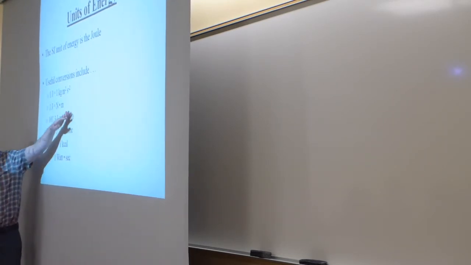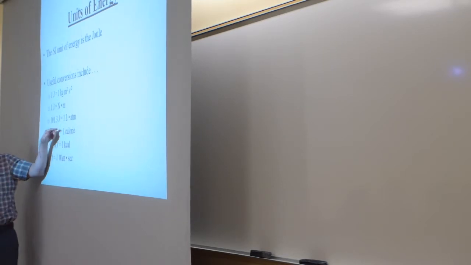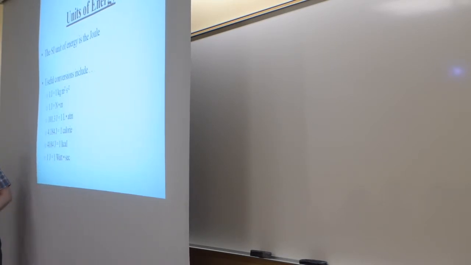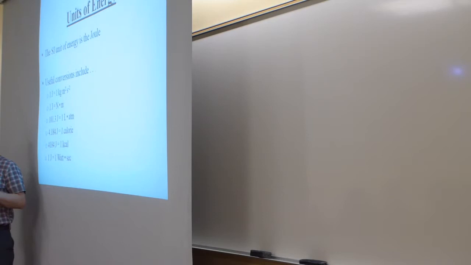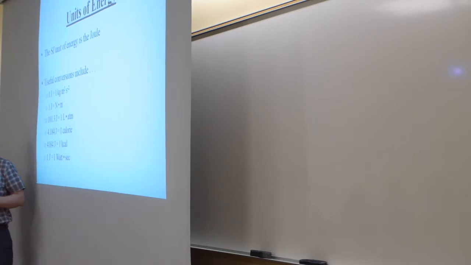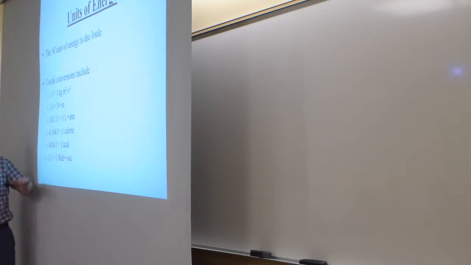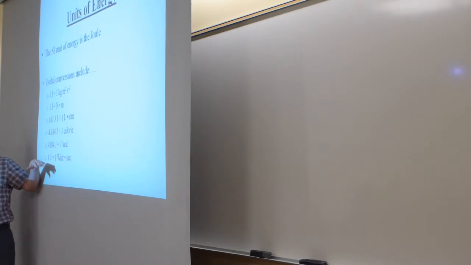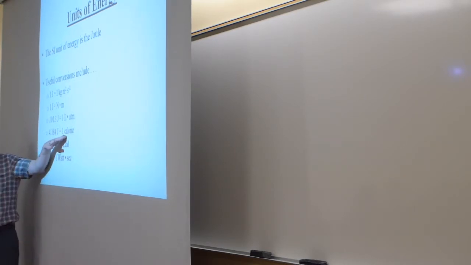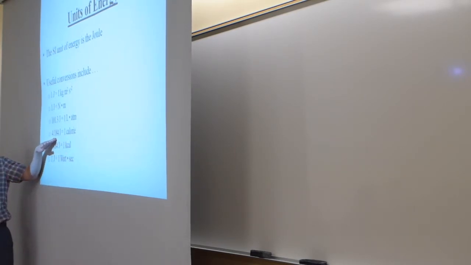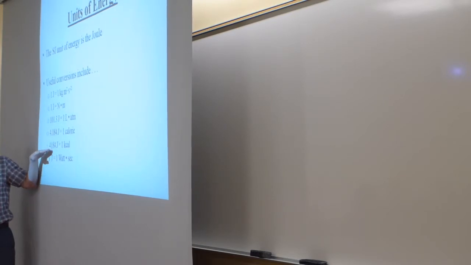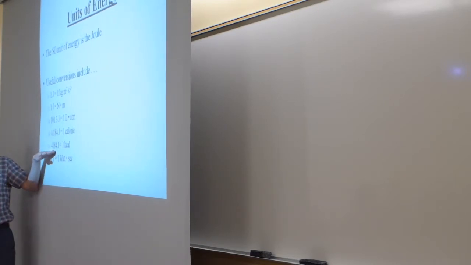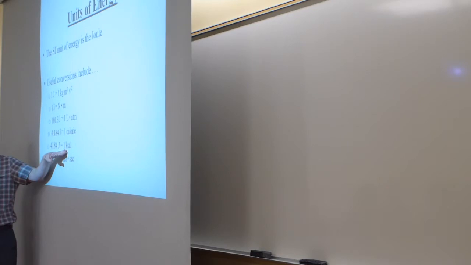Here's another conversion that we'll use in this chapter. 101.3 joules is equal to a liter times an atmosphere. That's used in pressure volume work. Here's for your foodies in the room here. 1 calorie is equal to 4.184 joules. 4,184 joules is equal to a kilocalorie.